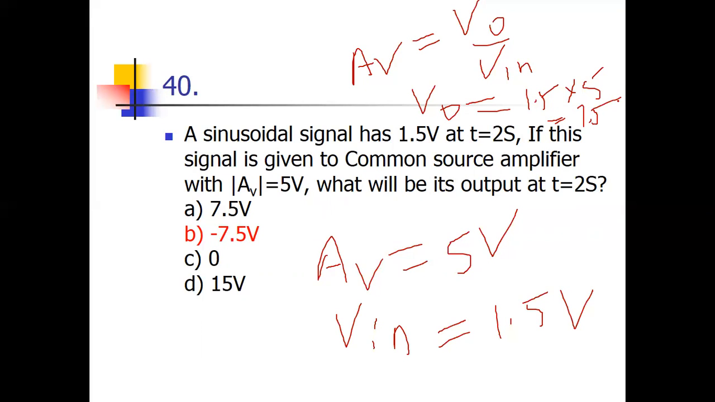So 1.5 times 5 is 7.5. Generally students make the mistake of clicking plus 7.5. But see, it's talking about a common source amplifier. In a common source amplifier, the output is 180 degrees out of phase with the input. So the answer will not be 7.5, it will be minus 7.5. Students usually make this mistake, they just click 7.5. So remember this is a phase reversal amplifier.